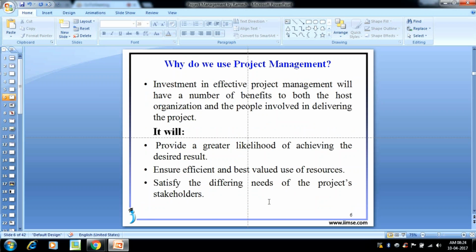Why do we use project management? Investment in effective project management will have a number of benefits to both the host organization and the people involved in delivering the project. It will provide a greater likelihood of achieving the desired result, and also ensure efficient and best valued use of resources, and satisfy the differing needs of the project's stakeholders.